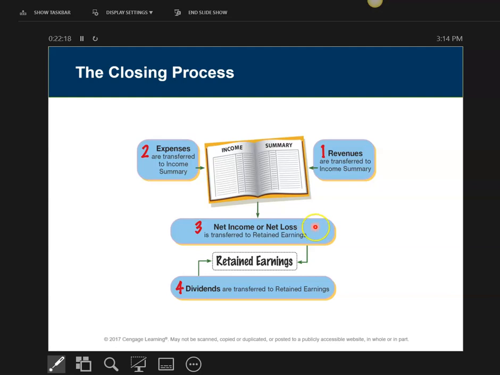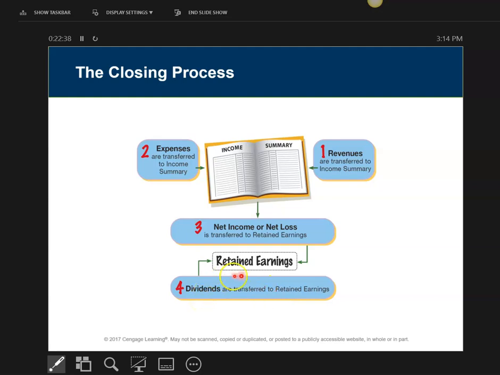Okay, last step. Step number 4, there's only 4 journal entries. I close dividends to retained earnings. Well, dividends always has a debit balance. So for step 4, you credit the dividends and debit the retained earnings.